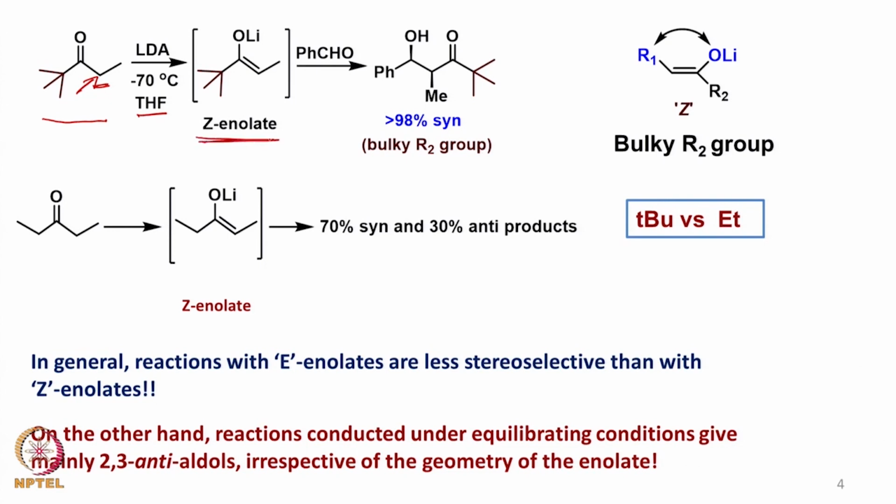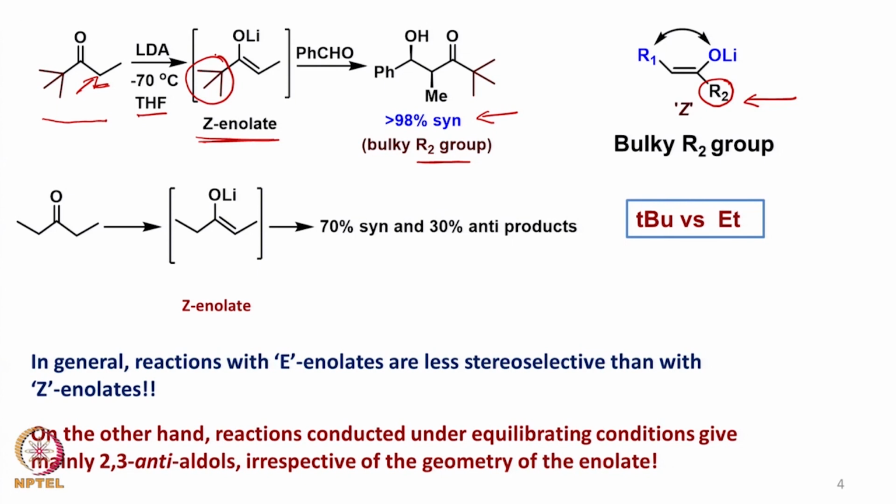Now, when this is reacted with benzaldehyde, for example, the product that is formed is the syn product, which is more than 98% syn, and the group that you can see here is a bulky R2 group. So, this is what we were saying, that the R2 group should be bulky. Here, as you can see, this bulky tertiary butyl group has been put, and therefore the selectivity turns out to be very high.